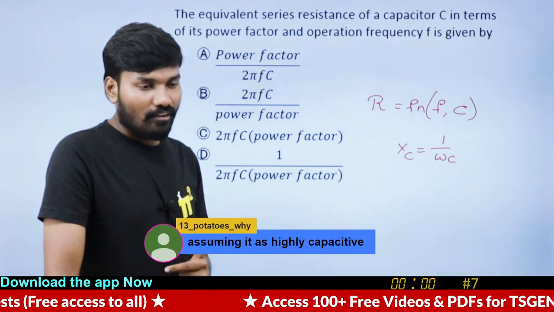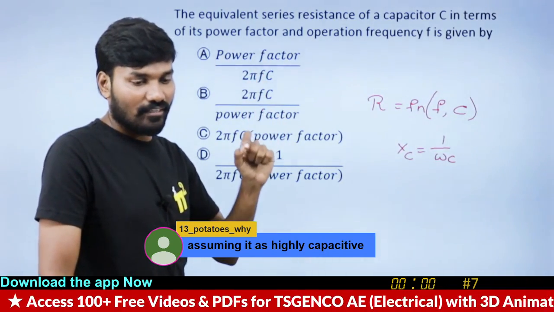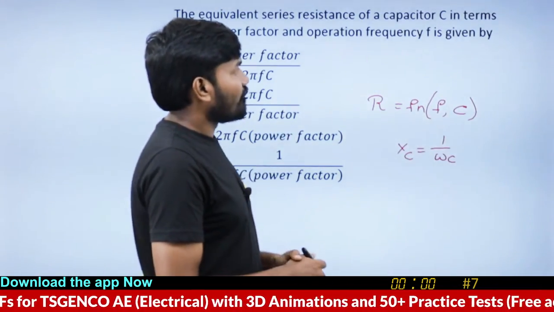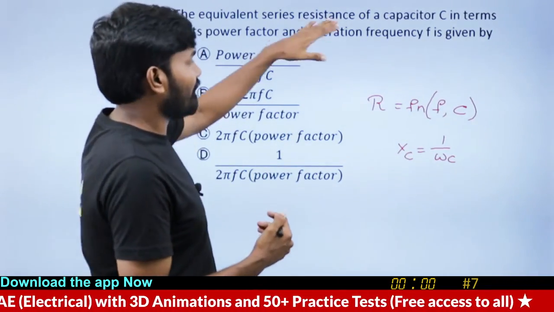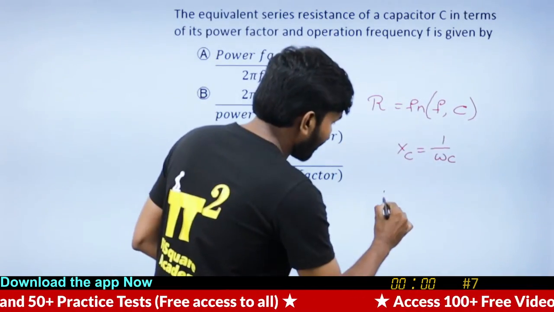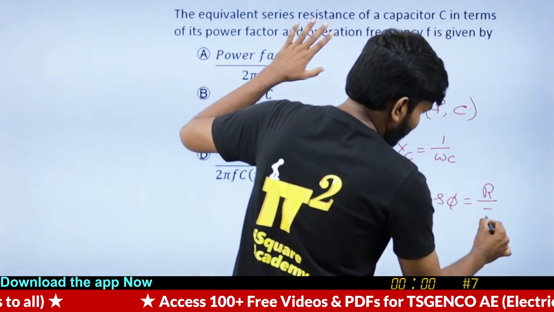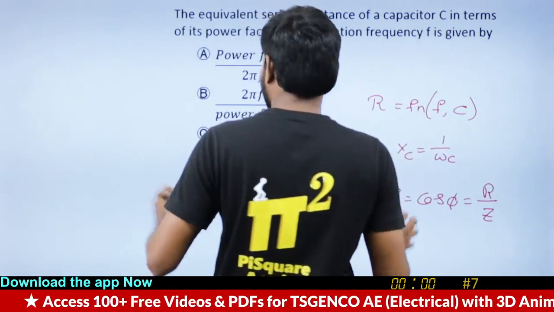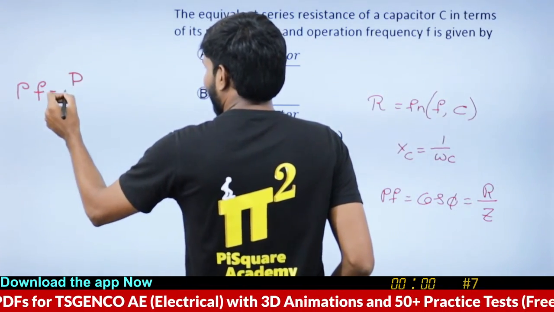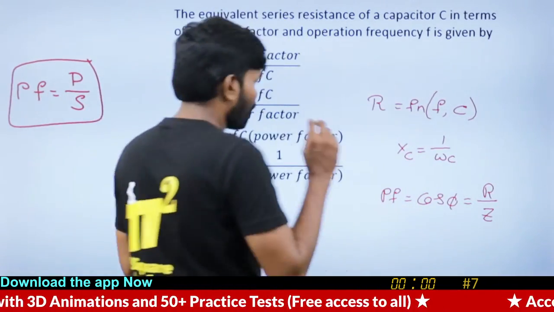Madhu Teja and I think Potato responded by considering it highly capacitive, which means resistance will definitely be less in this case. We know power factor as cos phi is valid in one way, but not always true. For an RC circuit it is cos phi, which is R by Z. But in general, the most general equation is that power factor means active power by apparent power. That's the perfect definition: the ratio of two powers.